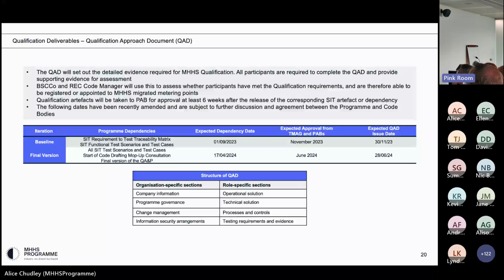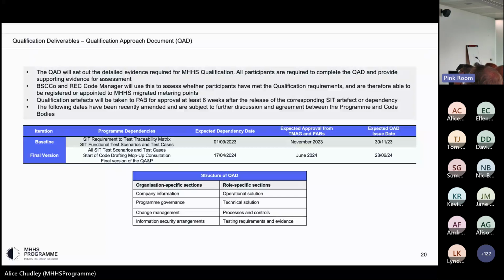All the planning is done with the view that once an artifact lands, we've got 6 weeks to develop the qualification artifact and then take it through the 3-pronged approval cycle that Hannah talked about: the TMAG from the programme and the 2 PABs. So that is about when things are landing.